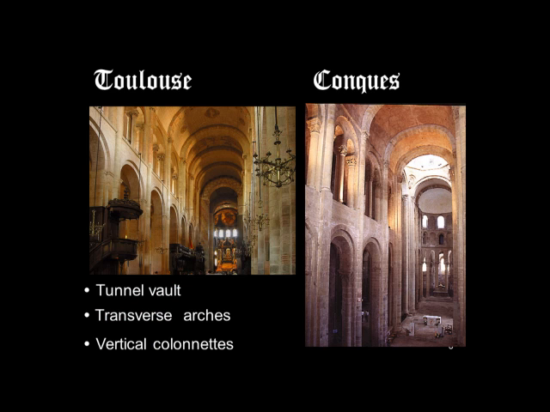When you look at the interior, they look virtually identical. You have transverse arches going across the tunnel vault, rising up from the ground is the vertical colonnette or shaft. So you have this column that's attached to the wall, and it rises up to the springing of the vault, and then the transverse arch goes across the tunnel vault. Pretty much the same whether you're looking at Santiago or Toulouse or Conques.